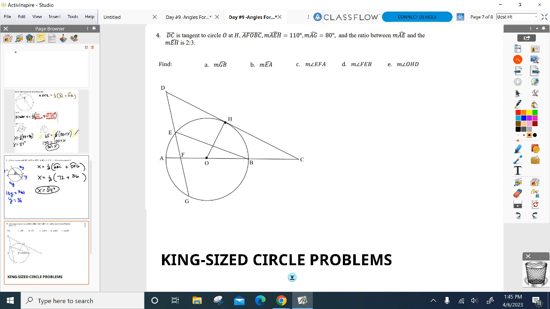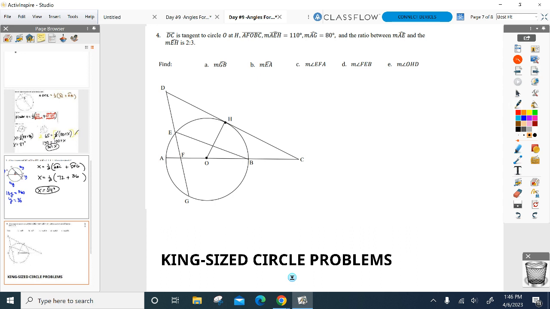So I am not even going to ask you anything about part A yet. Every time we do a king-size circle problem in class, and hopefully when you do one by yourself, find as many arc measures as you can. Don't even look at parts A through whatever. Try to find as many arc measures as you can. So let's do that first.